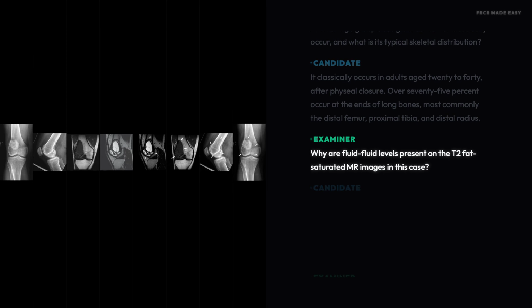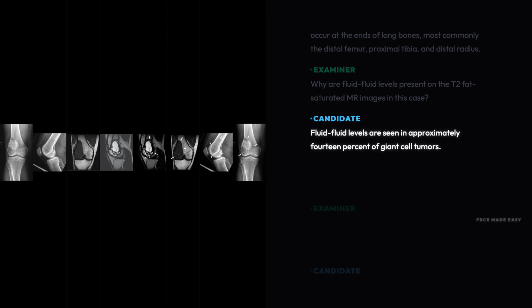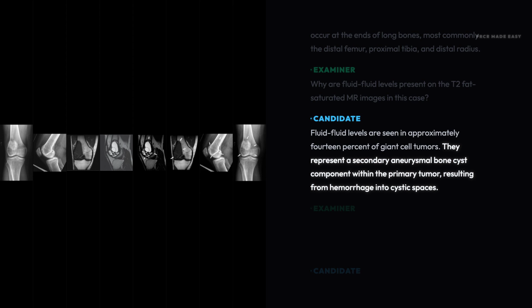Why are fluid levels present on the T2 fat-saturated magnetic resonance images in this case? Fluid levels are seen in approximately 14% of giant cell tumors. They represent a secondary aneurysmal bone cyst component within the primary tumor, resulting from hemorrhage into cystic spaces.